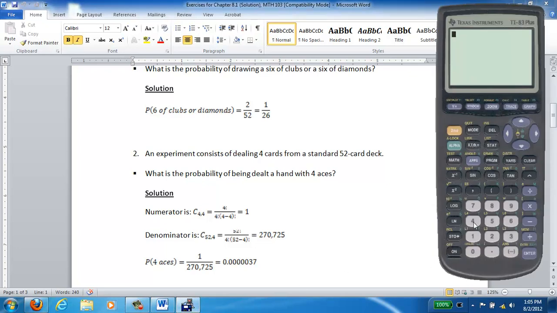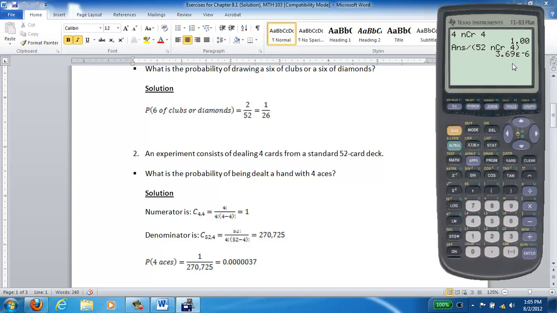For the numerator we can have math, then probability, number 3, 4, and this is 1, and then you can divide. It is a good plan to use a parenthesis. We have 52 cards and we choose 4. Probability, combinations, 4, close the parenthesis, and this is going to be your answer.